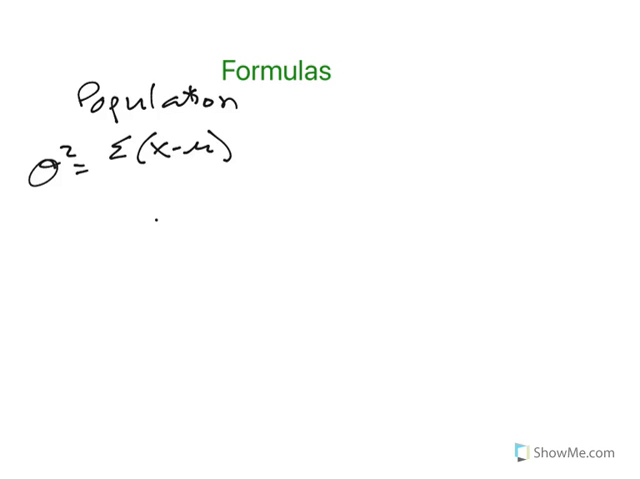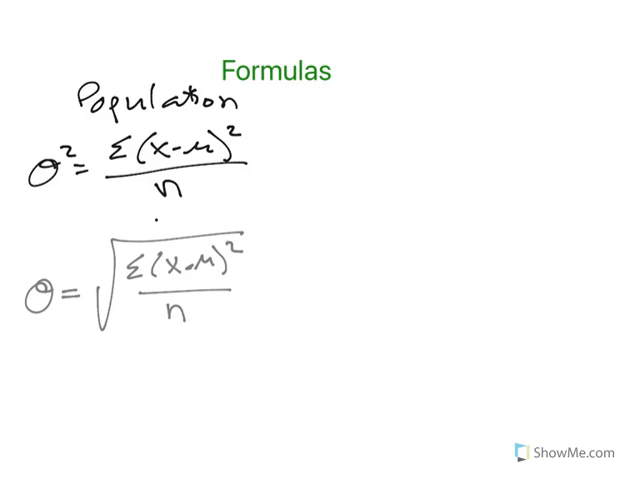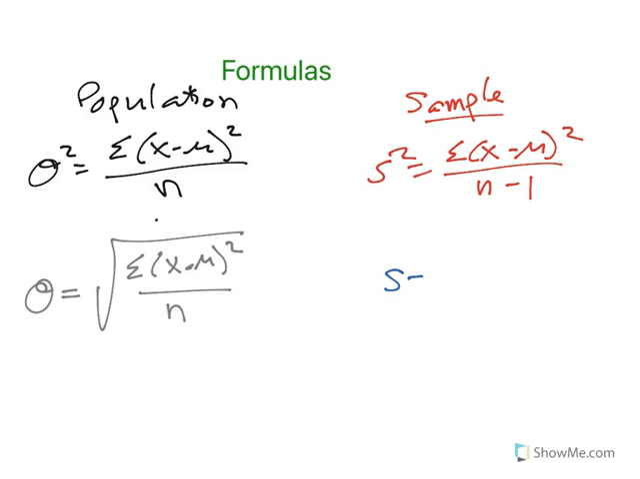When we think about the formula, first let's talk about a population. The variance is sigma squared equals the summation of x minus mu squared, where mu is the mean. So data value minus the mean squared, add them all up, and divide by the sample size. For a standard deviation, we just take the square root of both sides. So we have sigma equals the square root of the summation of x minus mu squared over n. If you find the variance, then you can just take the square root. Similar for a sample: s squared equals the summation of x minus mu squared over n minus 1. And for a standard deviation, we just do the square root.